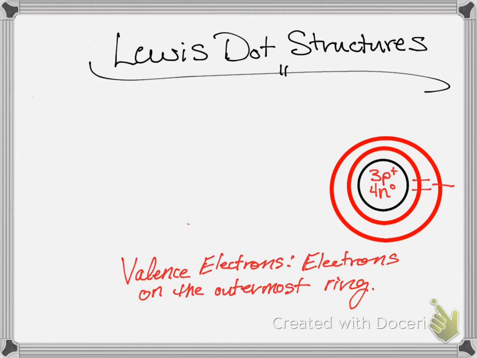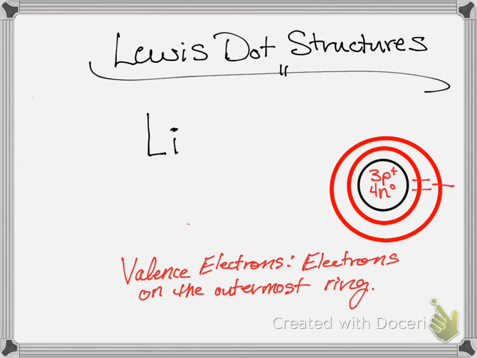Lewis dot structures are a picture that represents how many valence electrons an atom has. And they're really easy to do. You start by giving the symbol of the atom. So we've been working with lithium. The symbol of lithium is a capital L, lowercase i.